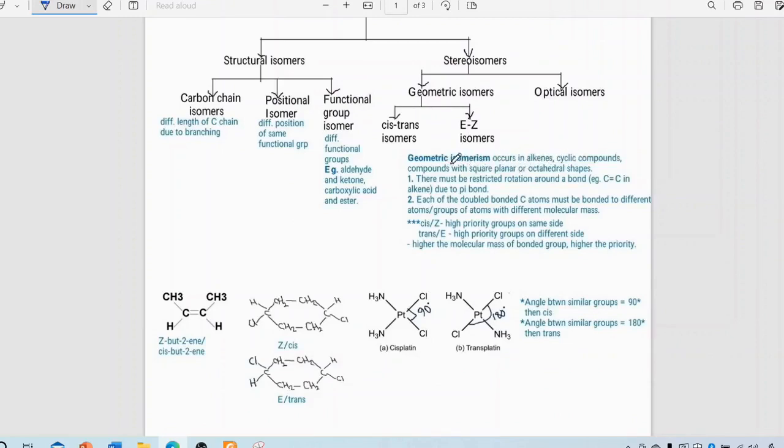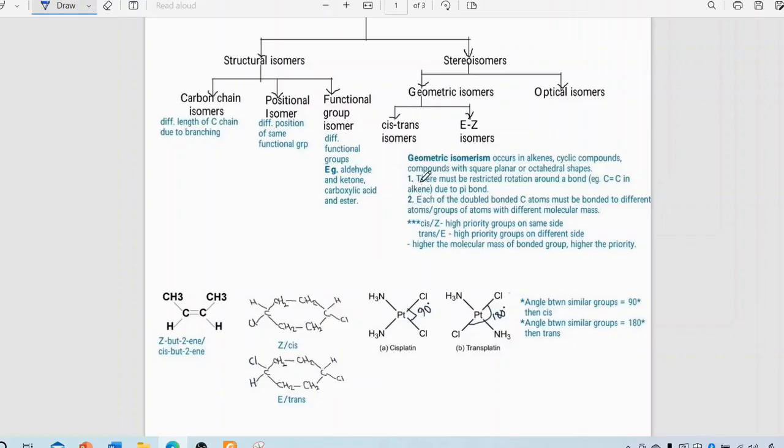So geometrical isomerism occurs in alkenes, cyclic compounds, as well as compounds with square planar and octahedral shape. So all of these are compounds that are eligible to exhibit geometric isomerism.